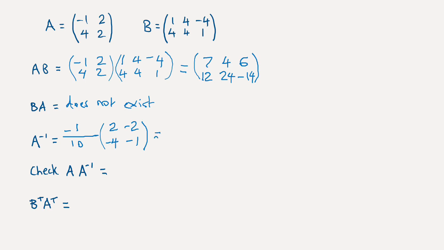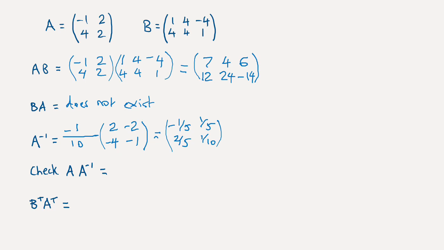And then let's simplify that. So minus 1/10 times 2 will be minus 1/5. Minus 1/10 times minus 2 will be plus 1/5. Minus 1/10 times minus 4 will be 2/5. And finally, minus 1/10 times minus 1 will be 1/10.